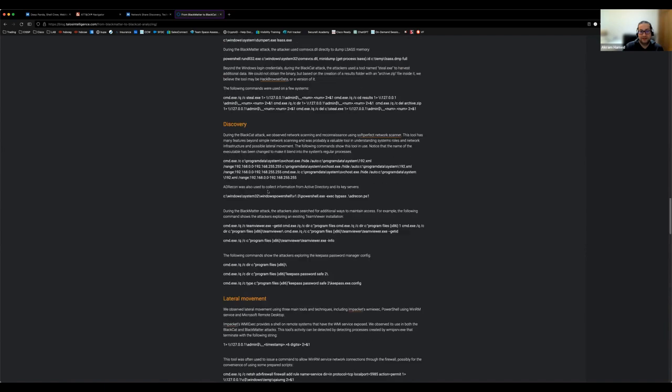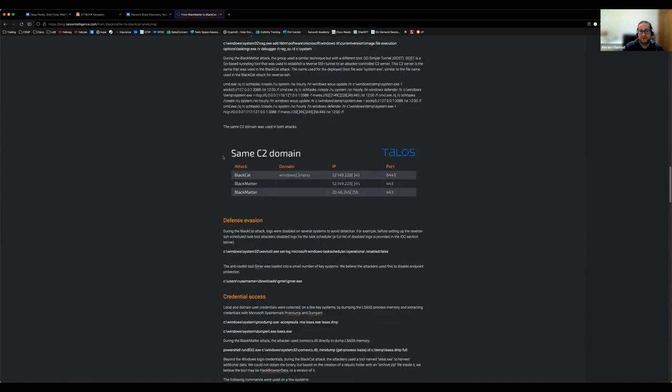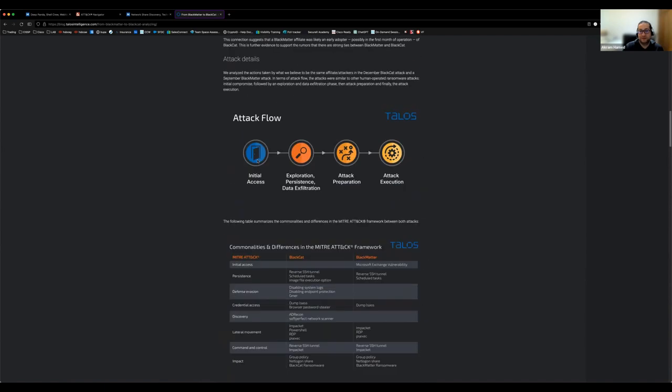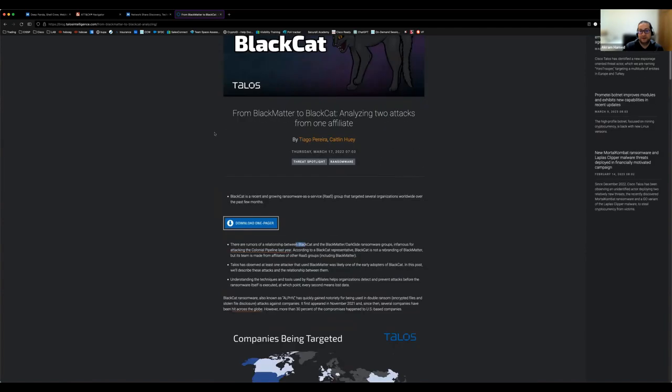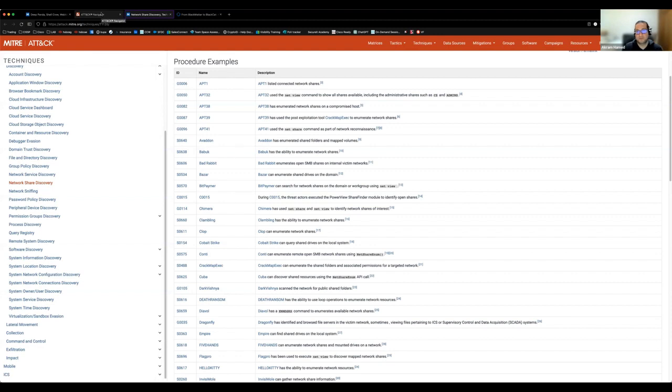And this is not only Talos. If you search for any known APT group or attack on any blog, they will tell you exactly how those attack groups work based on tactics and techniques from MITRE. Not sure if you have any questions up till now.